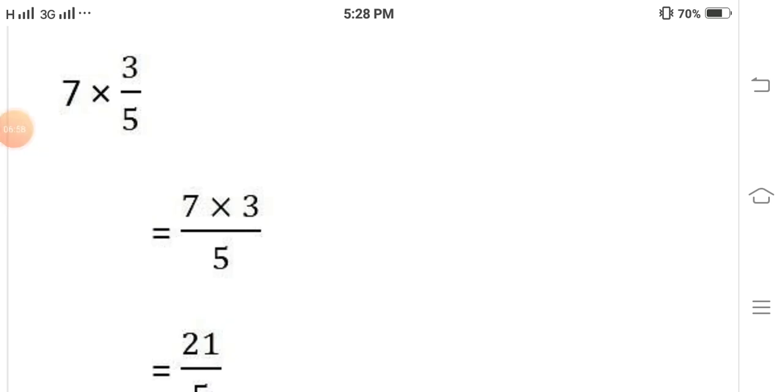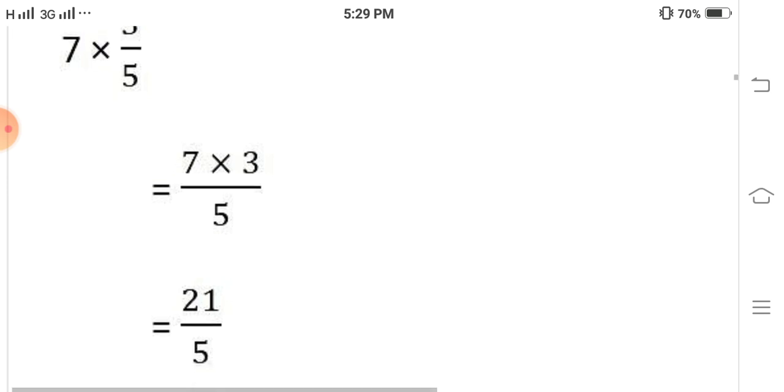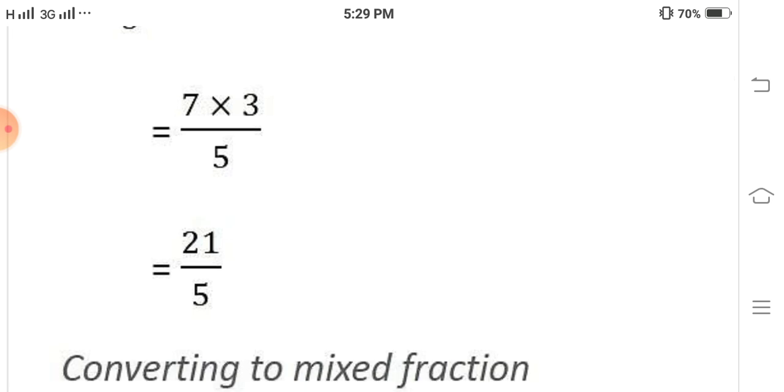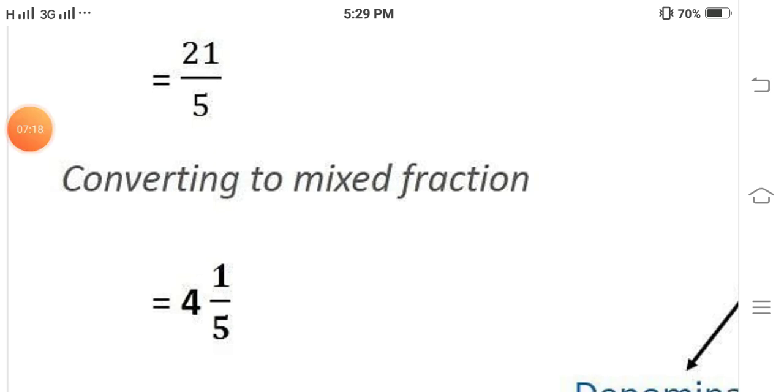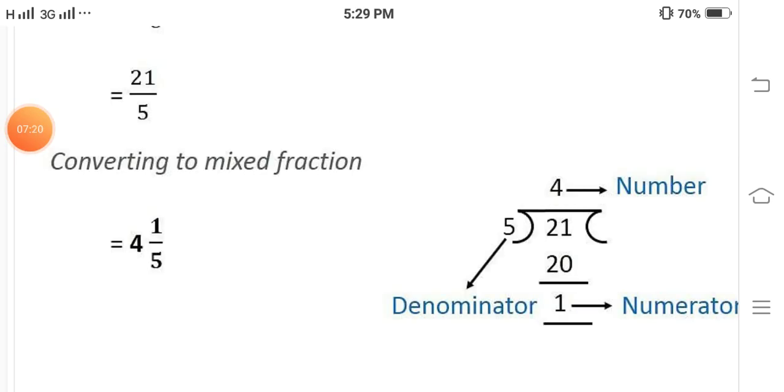So in the first part, students, 7 multiplied by 3 by 5, we will multiply the whole number with the numerator only. 7 multiplied by 3 divided by 5 is equal to 21 by 5. Now we will convert it to the mixed fraction. We will divide 21 by 5. 4 5s are 20, 1 is the remainder, 4 is the quotient, so it becomes 4 into 1 upon 5.